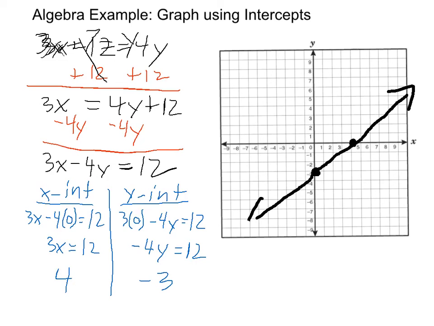And there we have it. That's our graph of the solution set of our original equation, 3x minus 12 equals 4y. And we graphed it using intercepts, in other words, by finding the value of x when y is 0, and the value of y when x equals 0.